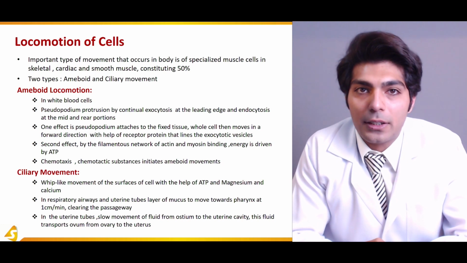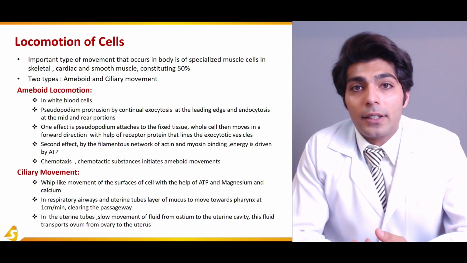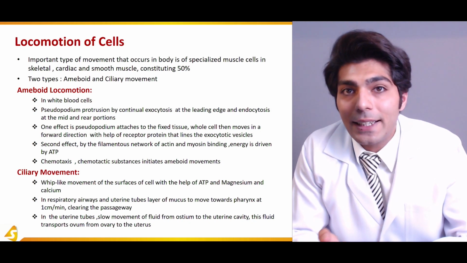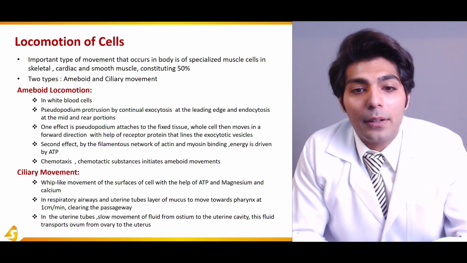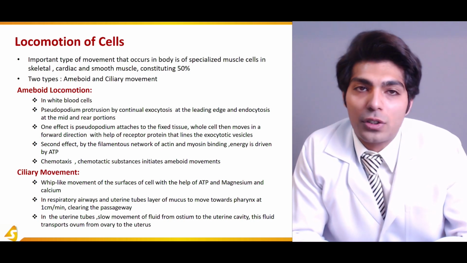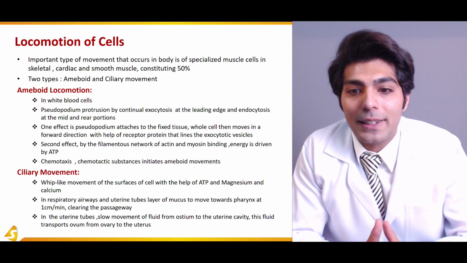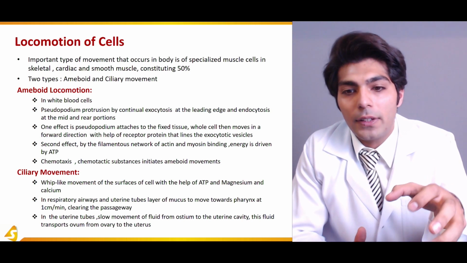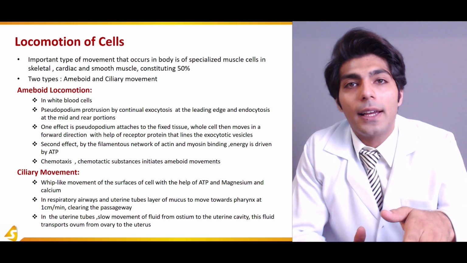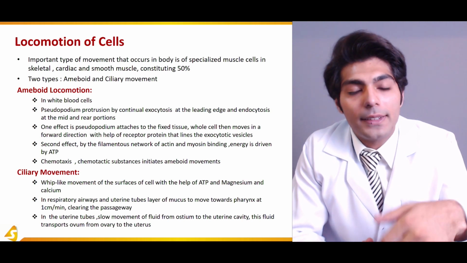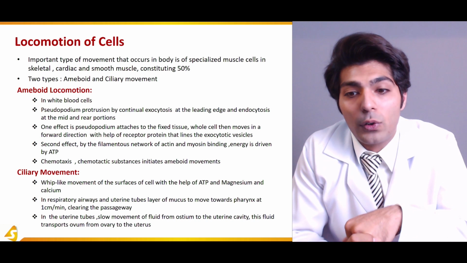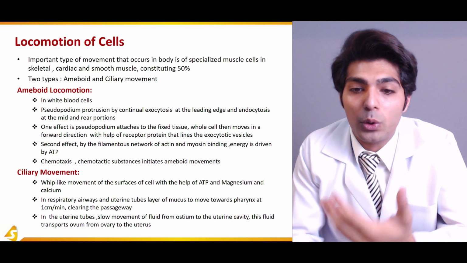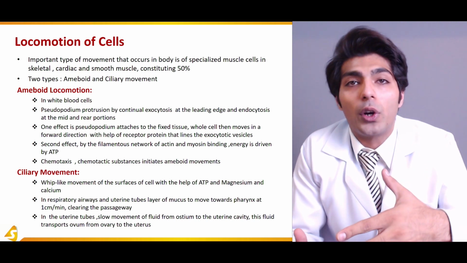Amoeboid locomotion is present in the white blood cell. There is a pseudopodium protrusion by continual exocytosis at the leading edge and endocytosis at the mid portion or at the rear portions of the cell. One effect is that the pseudopodium attaches to the fixed tissue. The whole cell then moves in the forward direction with the help of receptor proteins that line the exocytotic vesicles. The second effect is the filamentous network of actin and myosin binding. Energy is driven by ATP, and chemotactic substances initiate amoeboid movements.